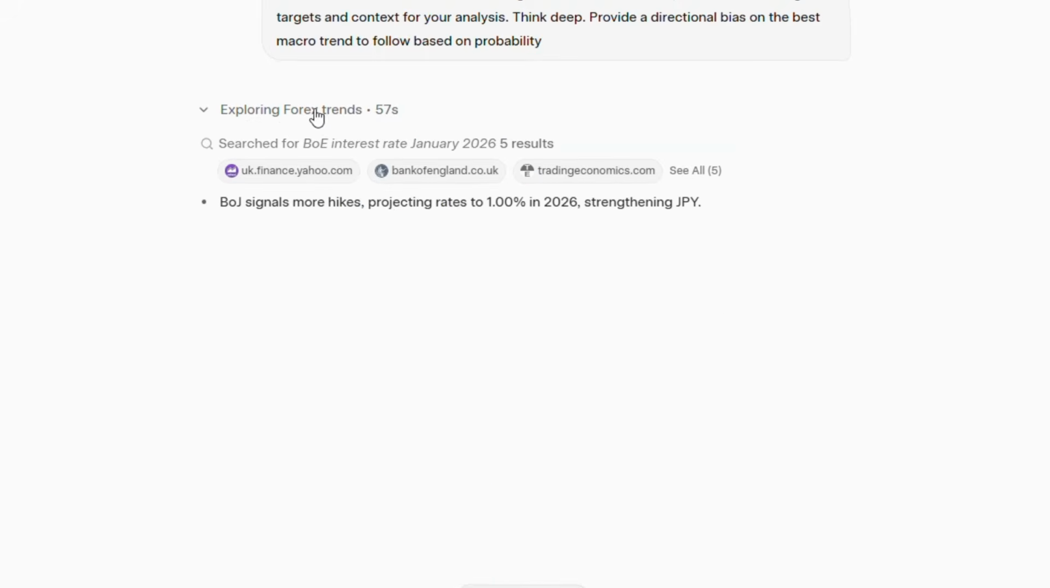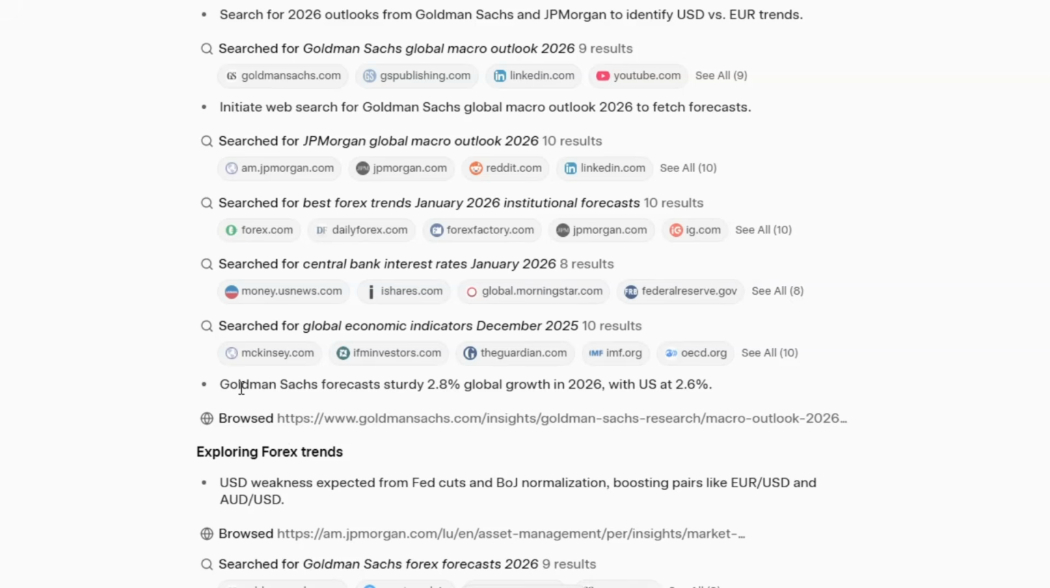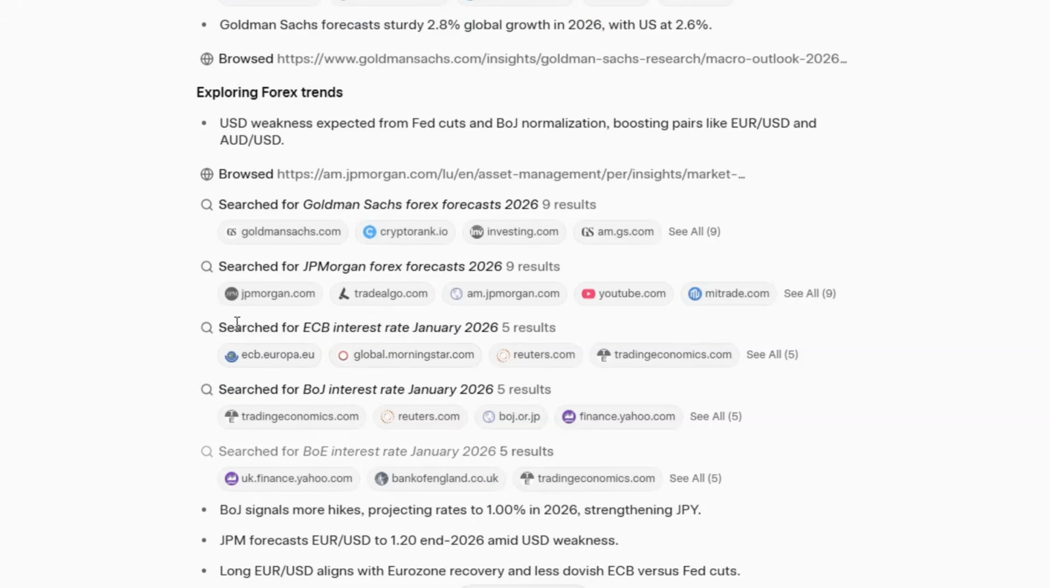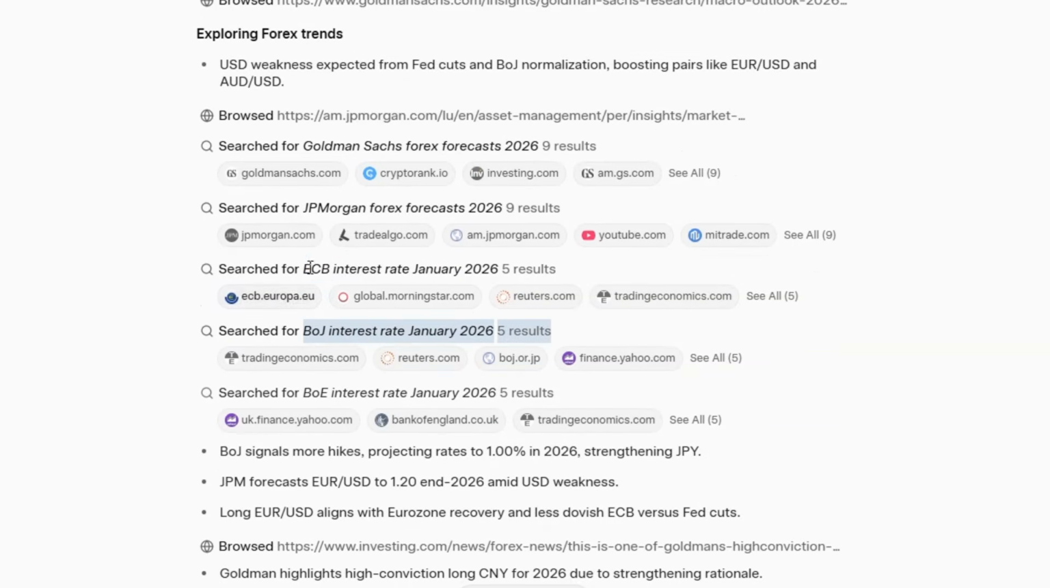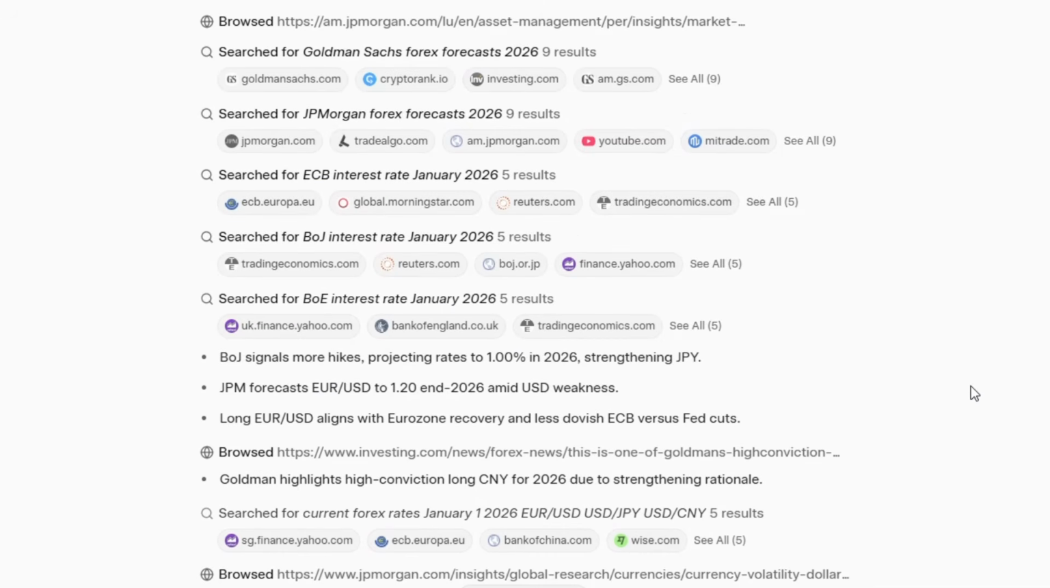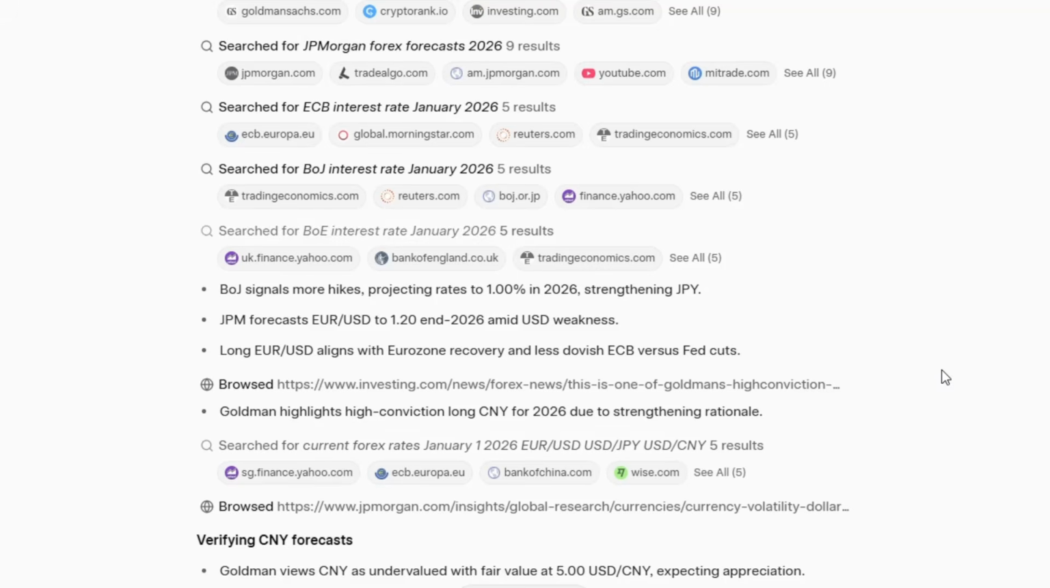Okay, so as you can see, this goes on, it starts to search Goldman Sachs, their projection, and starts to look for JP Morgan. It starts to search for context on the central banks, Bank of Japan, ECB, Bank of England. This is pretty deep. This is pretty powerful stuff. This is stuff that would take hours to do manually.